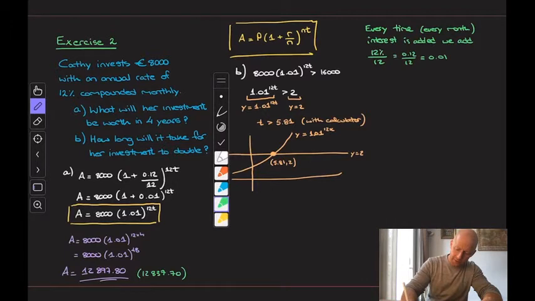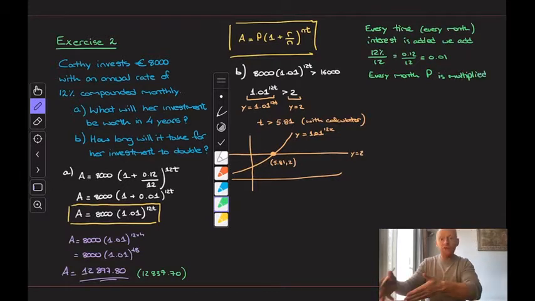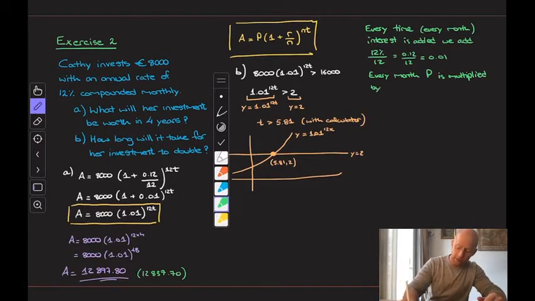Therefore, every month, and I'll call P the initial investment, P is multiplied by the percentage increase multiplier, and it's being multiplied by 1.01. Here's what I mean. We start off with P. A month goes by, we have P times 1.01. A second month goes by, we have P times 1.01 times 1.01. The third month goes by, we have P times 1.01 times 1.01 times 1.01.